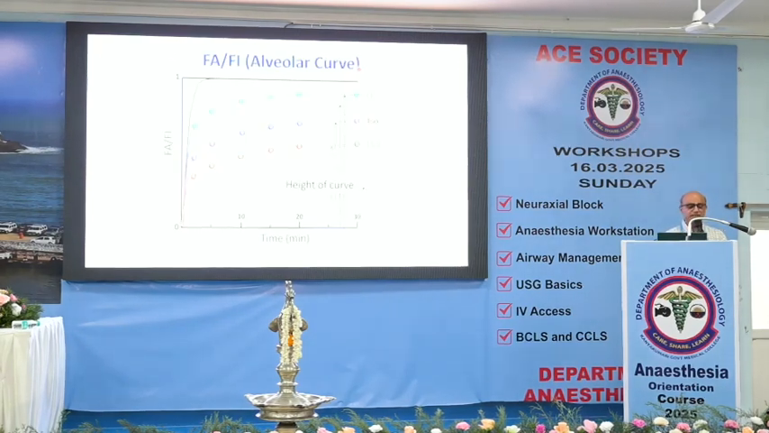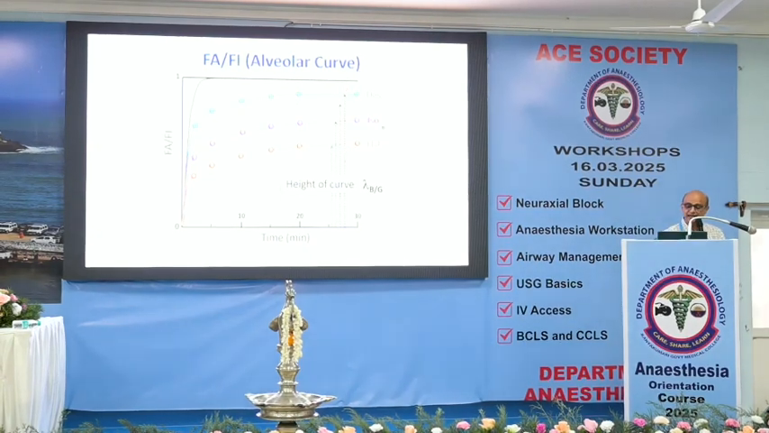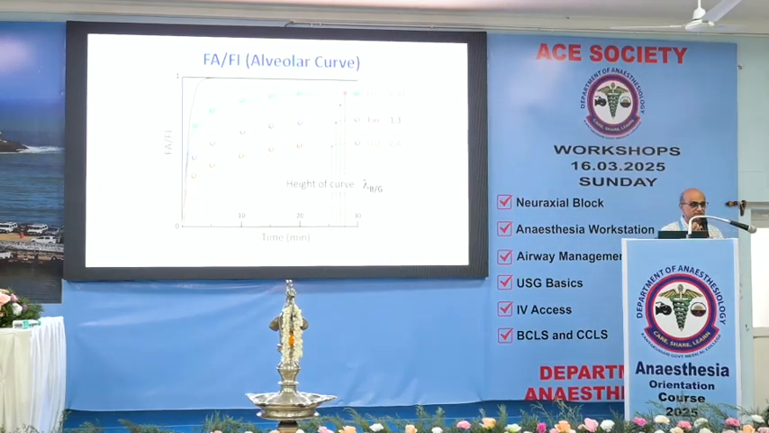So we come to a very important aspect here. All these agents, desflurane, sevoflurane, isoflurane, halothane, have different heights. So the plateau is different, and this plateau is different because of blood gas solubility. If the blood gas solubility is low, the plateau is high. If the vapor dissolves in the blood, it will not exert any partial pressure.